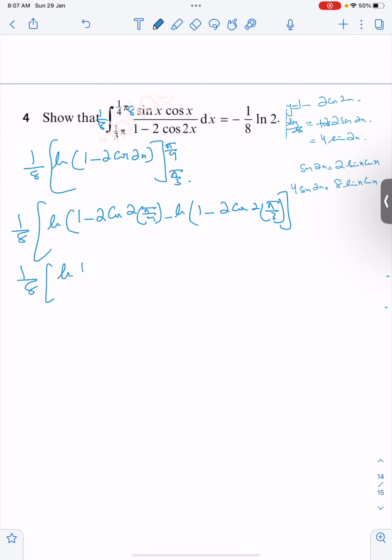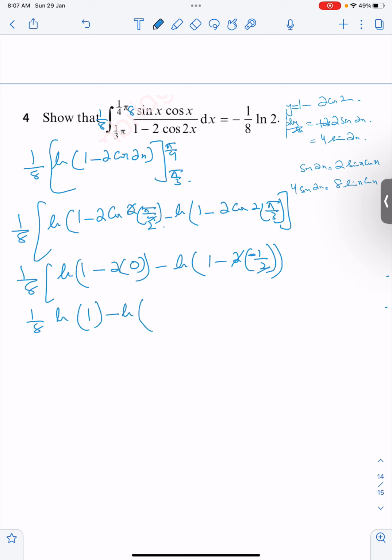This has become ln 1 minus 2 cos of pi by 2, which we know is 0. So 1 minus 2 into 0 is the first bracket, minus ln 1 minus 2 cos of 2 pi by 3. Pi by 3 is 60 and cos of 60 is half. But this is cos of 120, which is negative half, because in the second quadrant cos is negative. So negative and negative will become positive. So we have 1 upon 8 ln 1 minus ln 2.